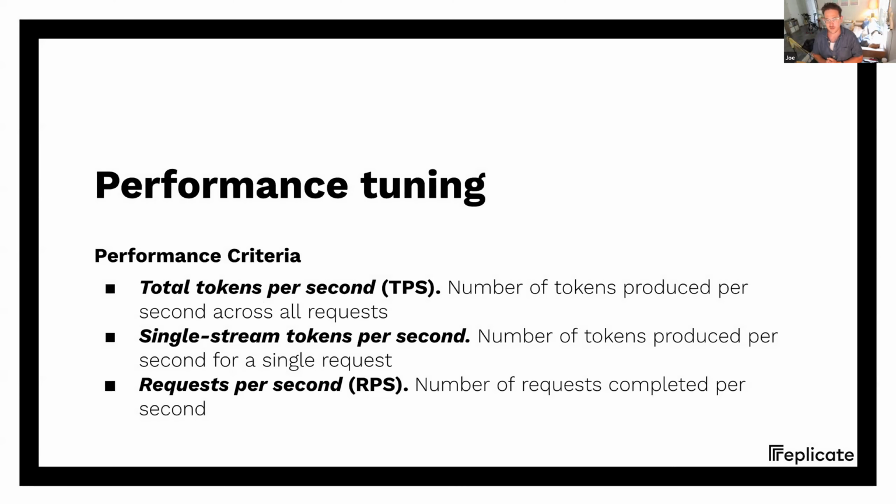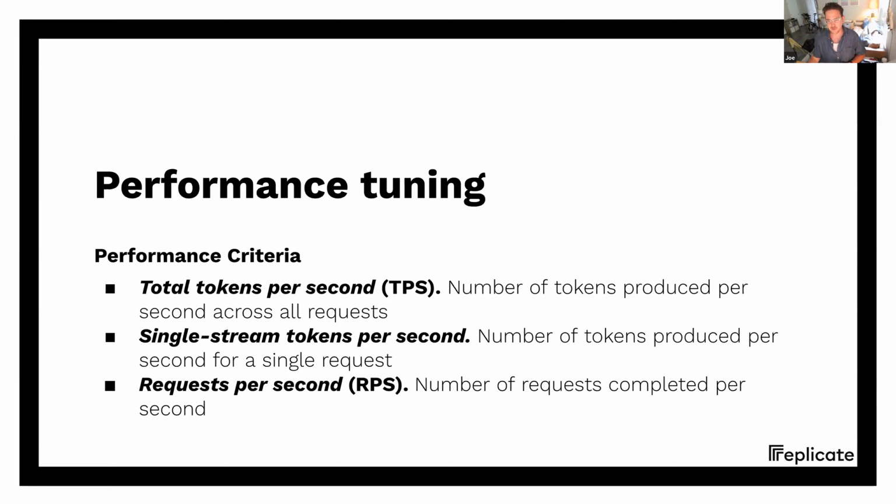Where things get really tricky is when you care about performance, like I said before. And there are kind of 3 different ways to think about performance. You can think about total tokens per second, number of tokens produced across all of your requests. Single stream tokens per second is the number of tokens produced per second for a single request. And then requests per second is more of a standard latency measure. How many requests can you complete in a second? And this gets really tricky with language models, particularly under the regime of continuous batching.